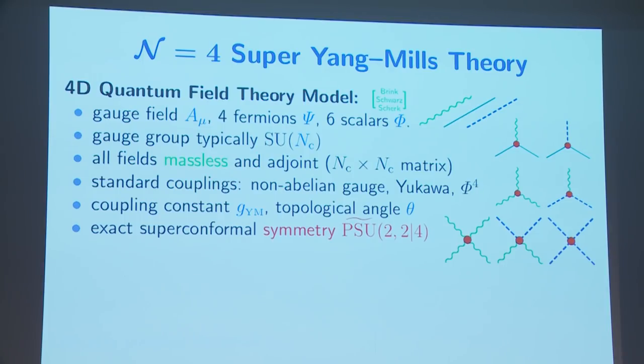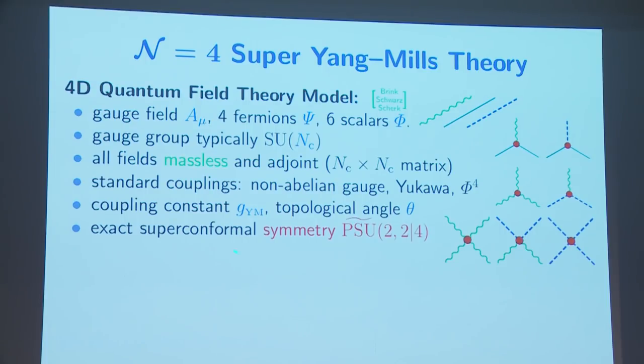The couplings in this model, these are the standard couplings that you would also find in the standard model. So you have non-abelian gauge couplings, you have Yukawa type couplings, and phi to the fourth couplings. But these couplings are arranged in a very peculiar way to have N=4 supersymmetry. And at the end of the day, there are only two coupling constants, the Yang-Mills coupling constant and also the topological angle, which doesn't really play a role here.